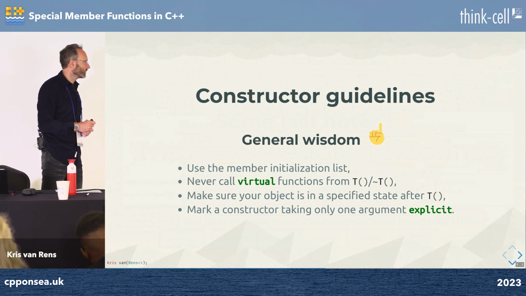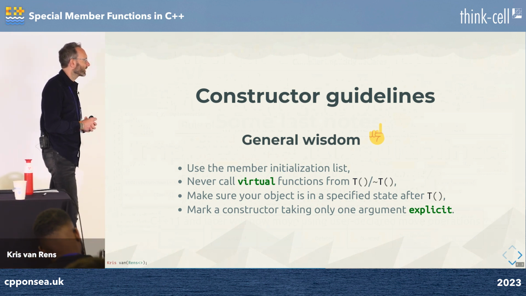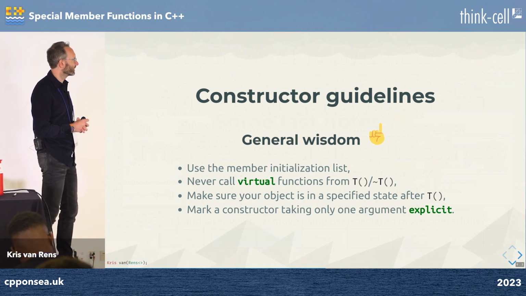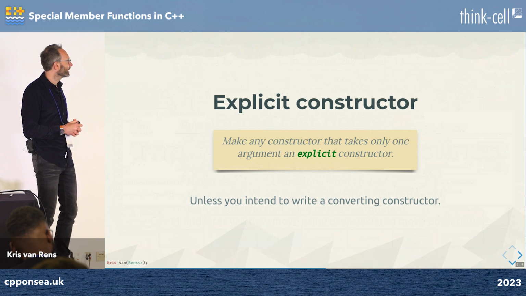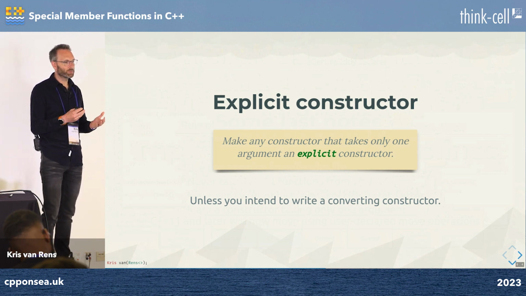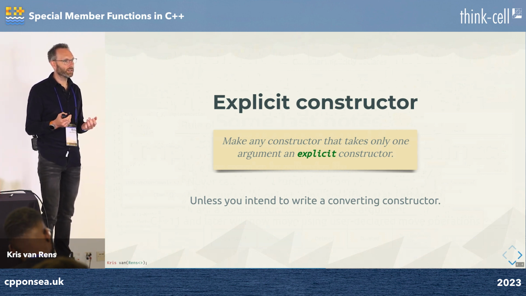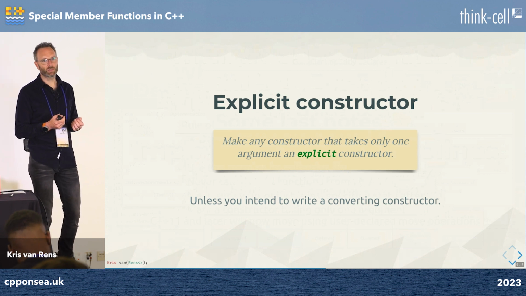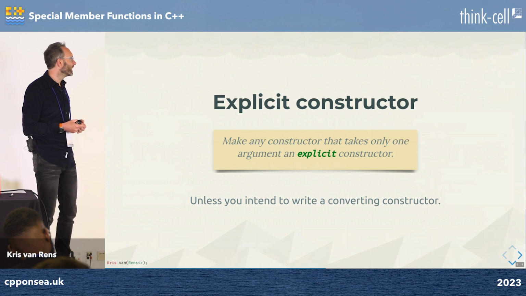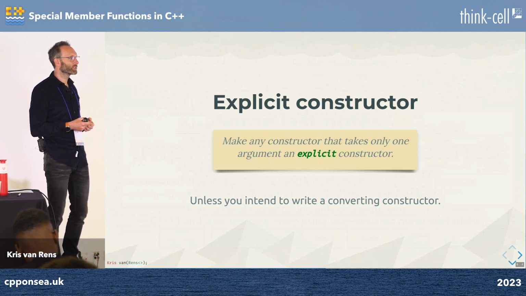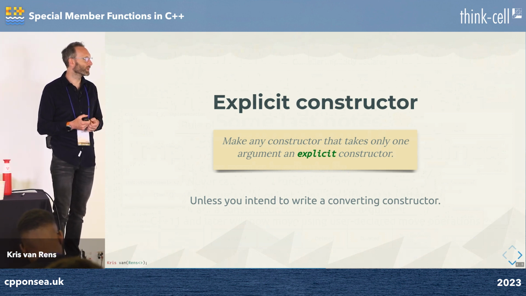And then always, or try to, mark a constructor taking only one argument explicit. And why is that? Well, because if it's not explicit, it basically allows implicit conversions to happen in your constructor. And this can lead to code that is sometimes not really what you wanted.